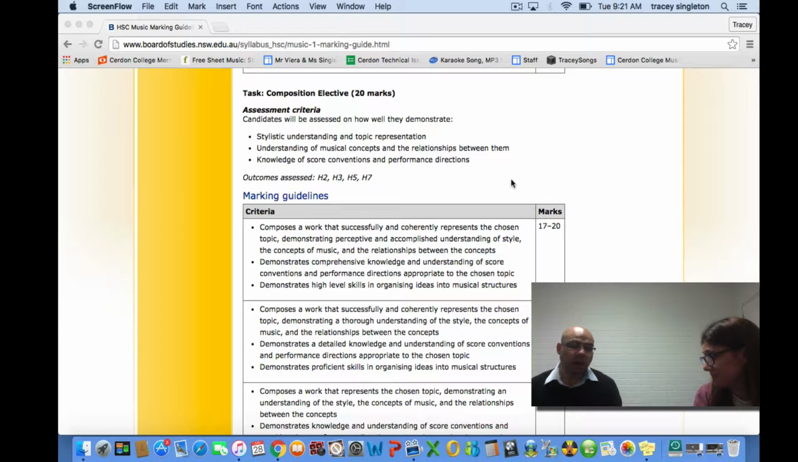A good approach with this is to have a look at how music is written specifically for that instrument, and look at other examples of music and then incorporate that. Especially if you're writing for instruments that you're not that familiar with.